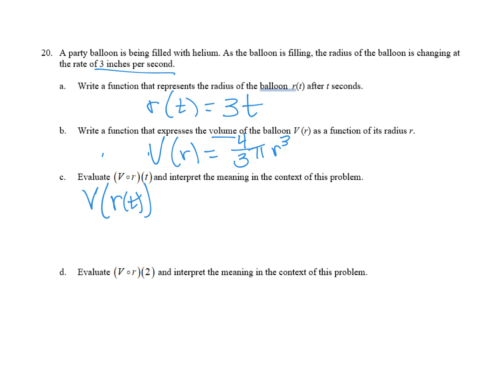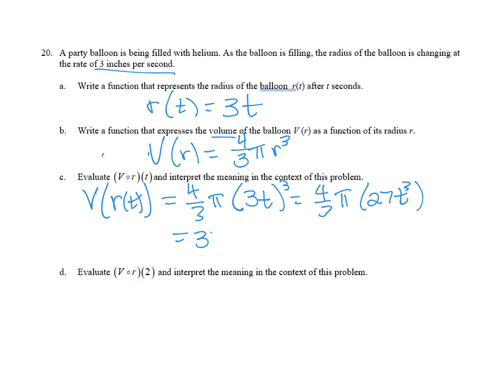So what is V of r of t? Well, that means I'm going to take r of t, 3t, and I'm going to plug it into V here. So 4/3 pi times 3t cubed. Now we got a little simplifying to do because 3t cubed is 27t cubed. And when we multiply 4/3 times 27, we're going to get 36 pi t cubed.